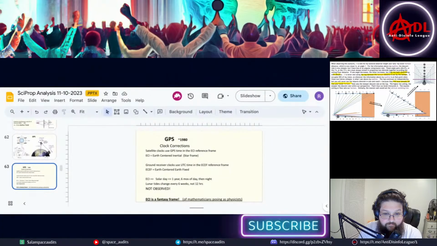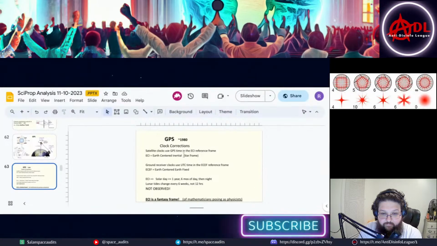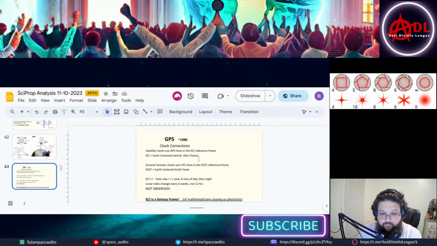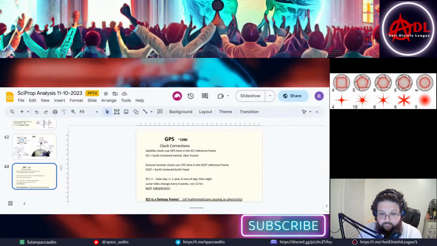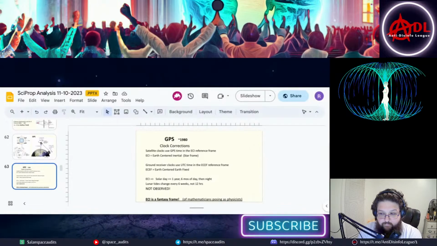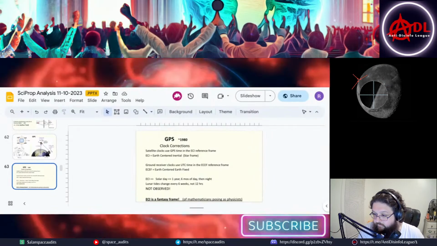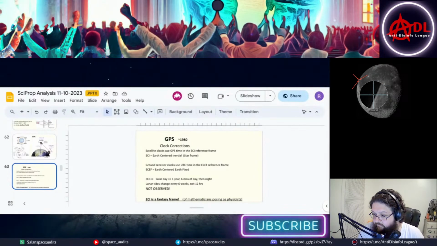Now, what does the conventional or mainstream explanation consist of? They say, in order to use the GPS system, you must use the ECI reference frame. ECI stands for Earth-centered inertial. In other words, the star frame. If you were in the ECI frame, you would see the stars frozen above you. They never move because the Earth would be moving with the stars. Or if you want, the Earth and the stars are moving together. And so relative to each other, their speed is zero.